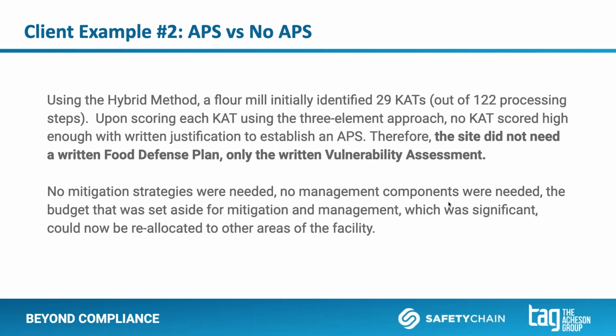Well, that was great news, because if you have no actual process steps and your written justification is why, you do not need a written food defense plan. You only have to have your written vulnerability assessment as proof that you went through and looked at all of your facility points, steps, and procedures. If they didn't have to implement any mitigation strategies, that meant they did not have to implement any management components, which means they didn't have to spend any money or time, or do any documentation. All they're required to do is reevaluate once every 3 years. So it was a very great exercise for them, and they freed up a lot of money that they could use for other parts of their facility. Next example.